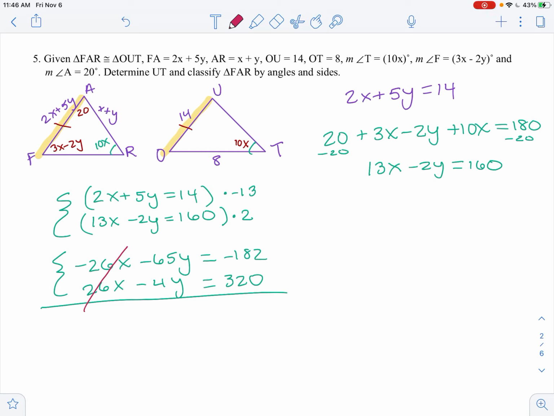But no big deal, because now I have negative 69y equals 320 minus 182. Let's see, what is that? That's 138. And if I divide both sides by negative 69, now I find out that y must be equal to negative 2.